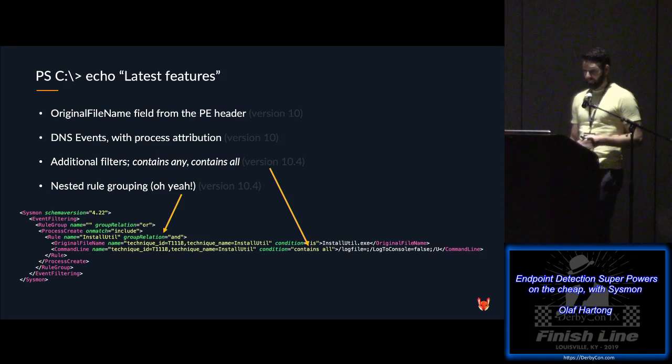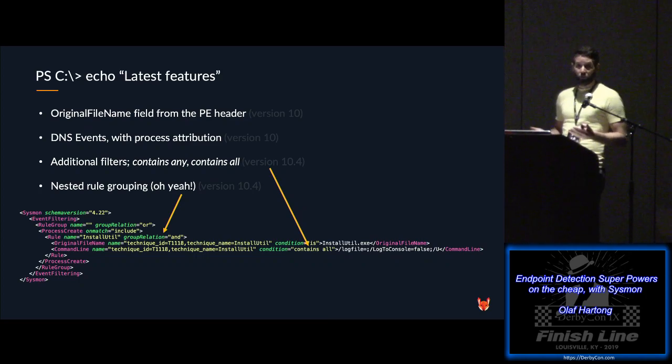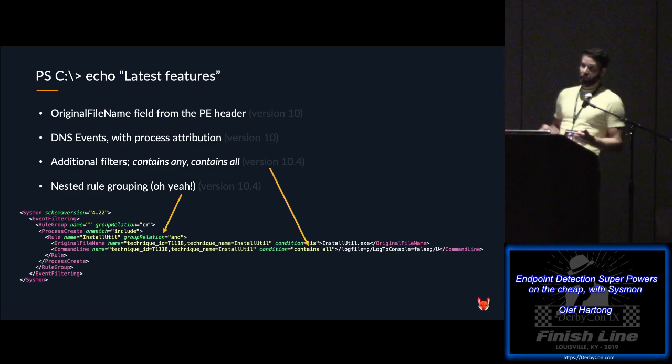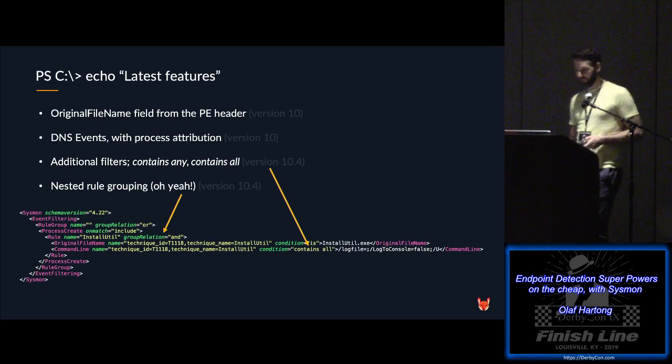This way you can. And the most important one, the really nice one, is that finally we have rule group nesting, where you can do and/or combinations. So you can do a process with a certain command line and only log that, and you don't have to have all that noise that you probably get from things like LSASS being dumped. You can have that, but you don't have every access to LSASS, which you really don't want.